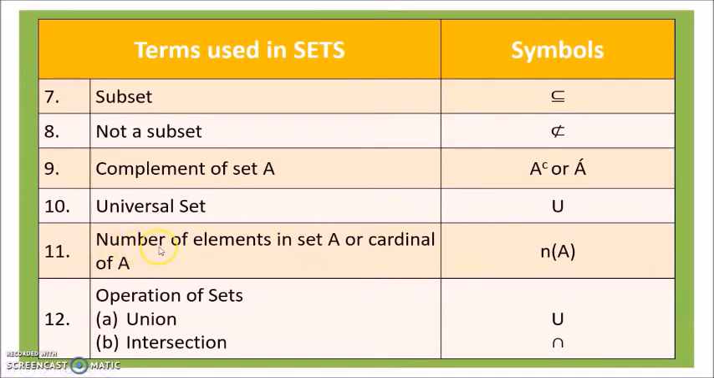Now, number of elements in set A. When you want to count how many elements are there in set A, or the cardinal of set A, you write n of A. N denotes number and the name of the set you have to write in brackets. Now, just like you have 4 operations in mathematics, addition, subtraction, multiplication, division, we also have 2 operations of sets, union and intersection. Union is represented by the symbol U and intersection is shown by U upside down, an inverted U.